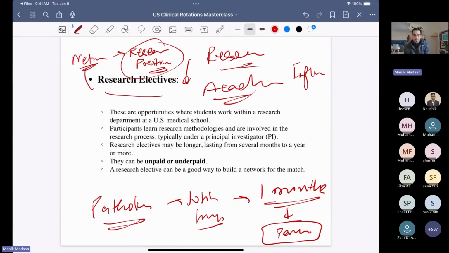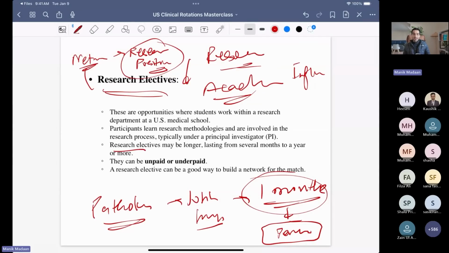But this is the power of research electives: you're with the best of the best. You're learning from the best of the best, and they have a lot of say. That networking has a lot of power, right? The problem with the research elective is the time, which is 1 month, which is often not a lot for the experience, right? And this is one of the caveats.